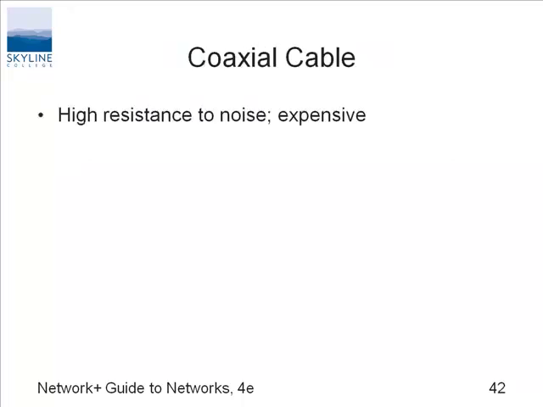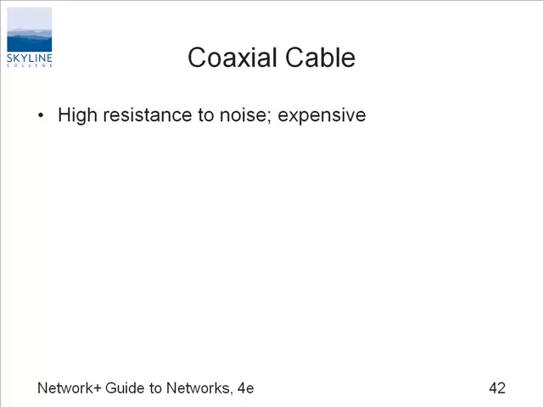Coax has high resistance to noise. It's relatively expensive, and also not used very much. Coax can go up to 100 megabits per second. When we go into the 10 base stuff, I guess we should put some of those distances up here, huh? 10 base, 100 base, 1,000 base, so we'll put a 100 base T, which goes 100 meters.